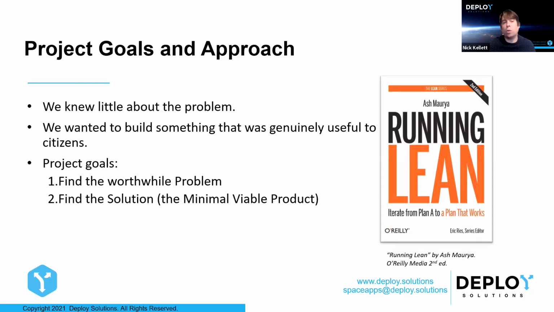We wanted to find a worthwhile problem, and we wanted to find a solution, which is the minimal viable product that we could tackle. And that's effectively what's called the running lean approach. It was popularized by Ash Maurya in his book, and we'll talk about that in a moment. But the idea is that you iterate and you spend the least amount of effort and time to gather the most amount of information, which turned out to be very effective for a very heavy R&D project such as this.